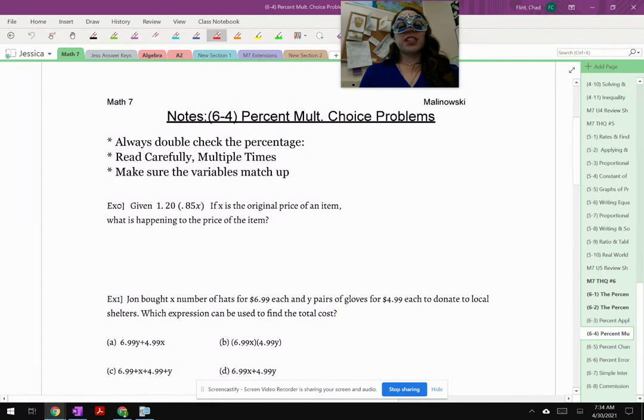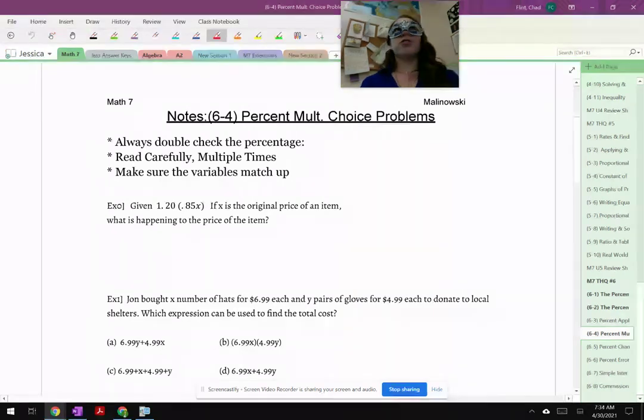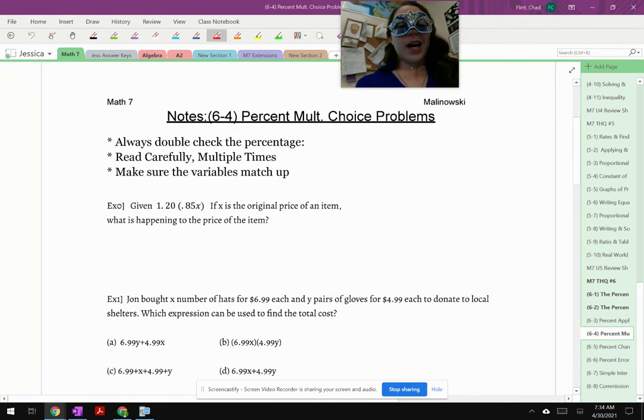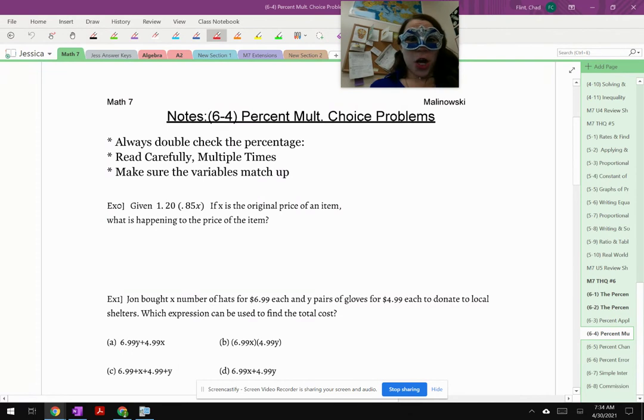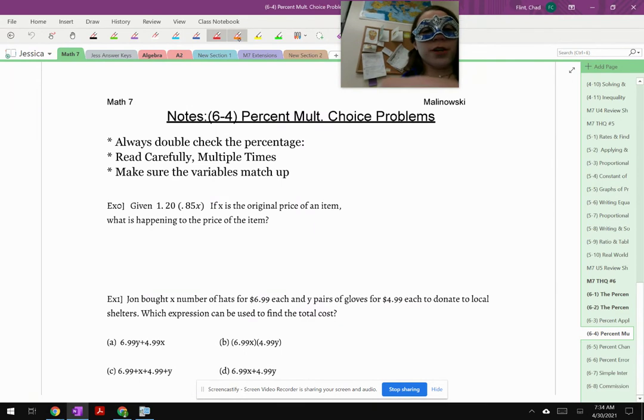So this is notes for 6-4% multiple choice problems. And these problems are important because they show up all the time and they'll show up in 9th grade again when you see me. So look forward to it. All right, so a couple of tips here to start off with in our intro.